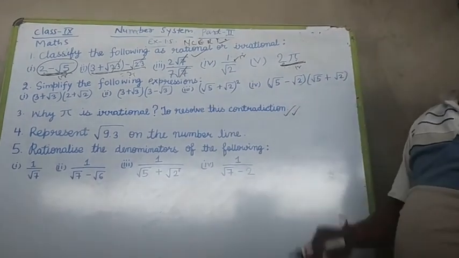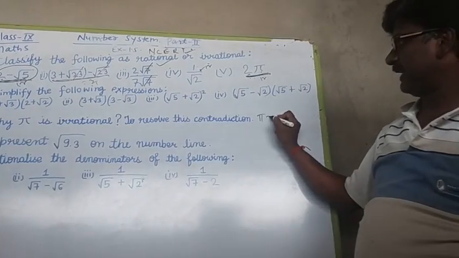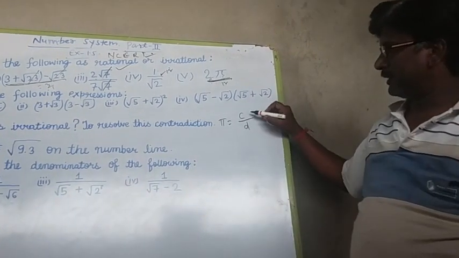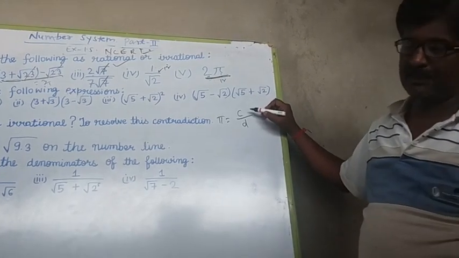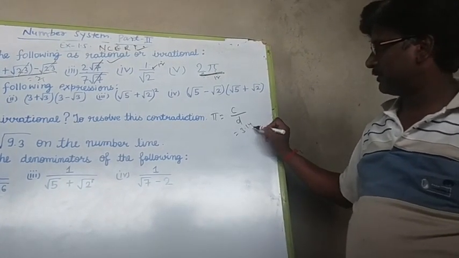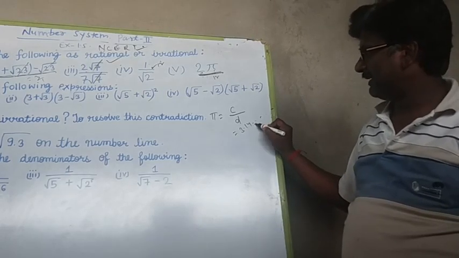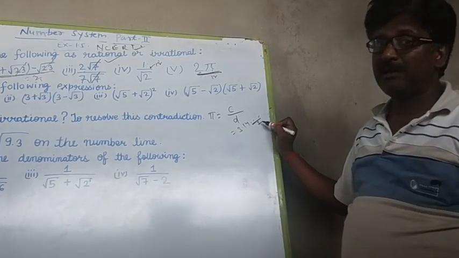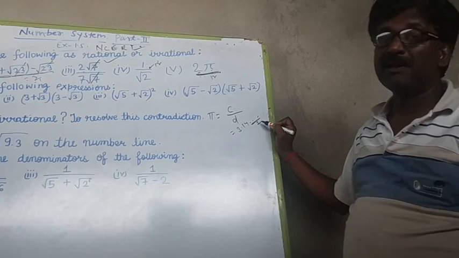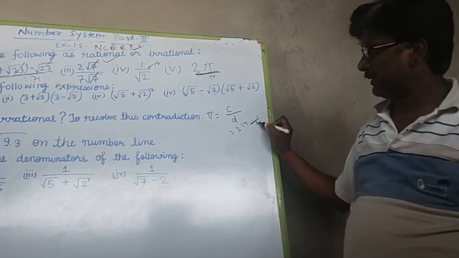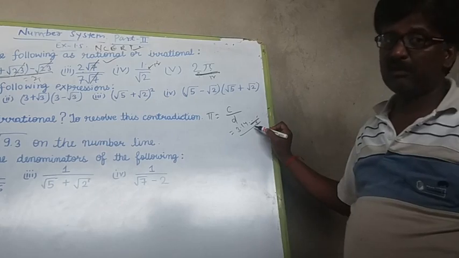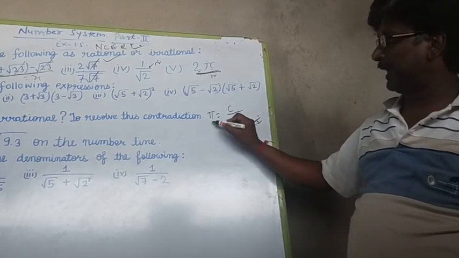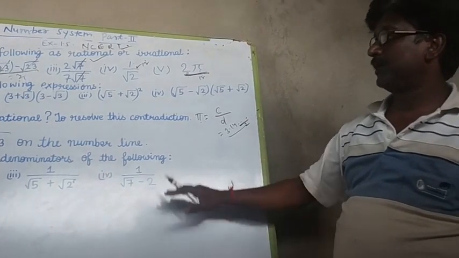To resolve this contradiction, pi is defined as the ratio of the circumference of a circle to its diameter. And when the circumference of a circle is divided by the diameter, the quotient starts from 3.14, and after this the digits occur such that it is neither terminating nor non-terminating repeating. So this pi is an irrational number, and this way we can resolve this contradiction.